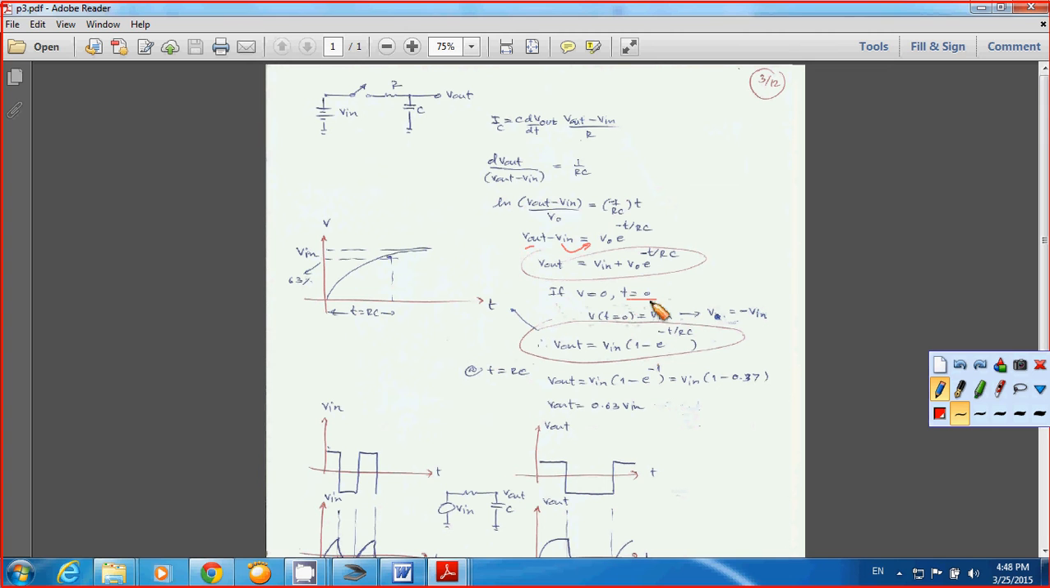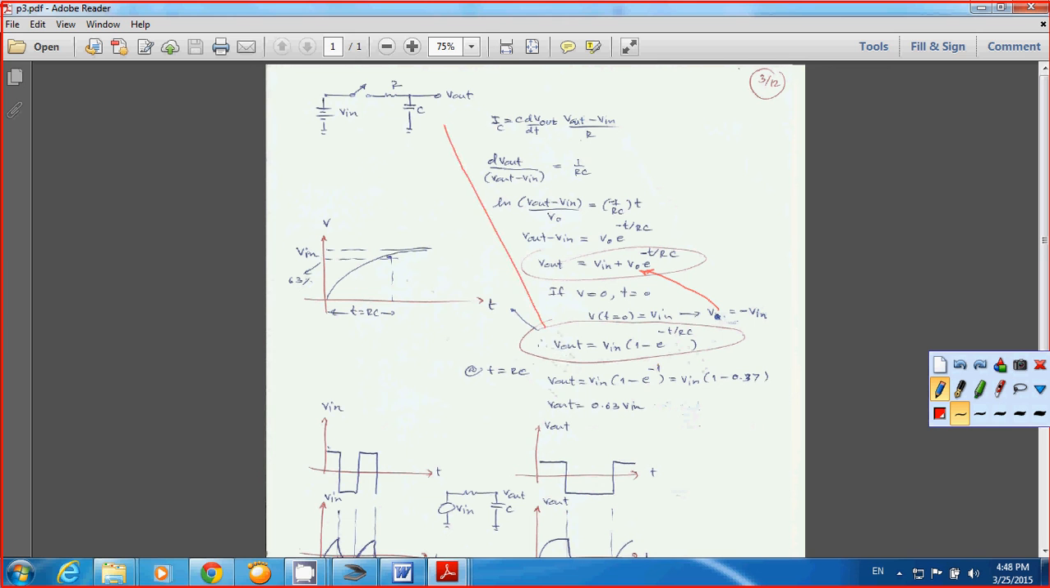If at the starting point, at t equal to 0, you have V out equal to 0, you simply get the equation here. I'm sorry, V out here becomes 0. So 0 equals V in plus V0 times exponential negative 0, and this gives you 1. So you have V0 equal to negative V in. And you simply put V0 in here in terms of negative V in. So you have V out equal to V in multiplied by 1 minus exponential negative t over RC.